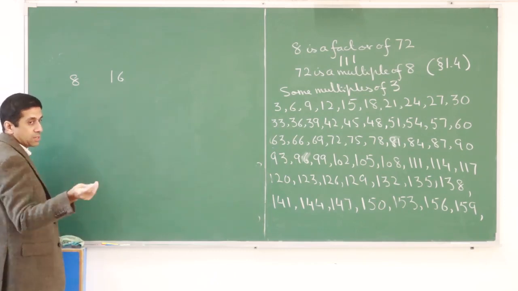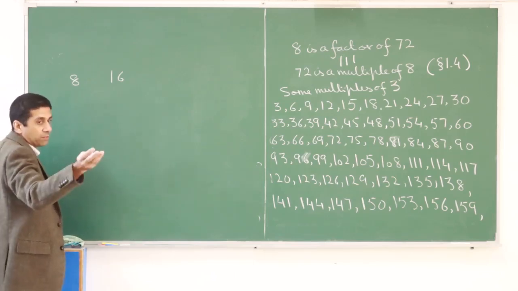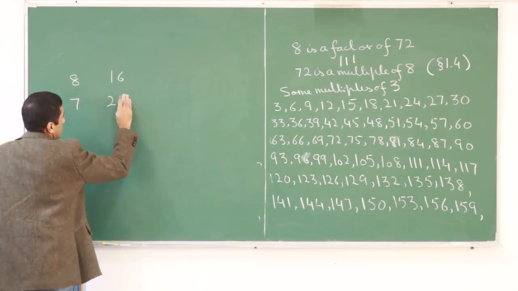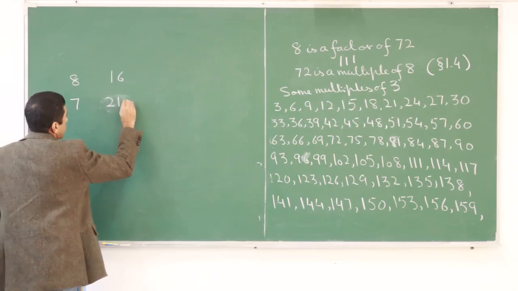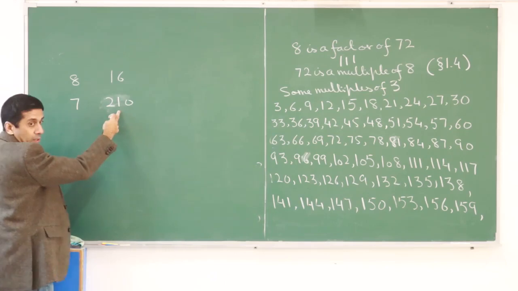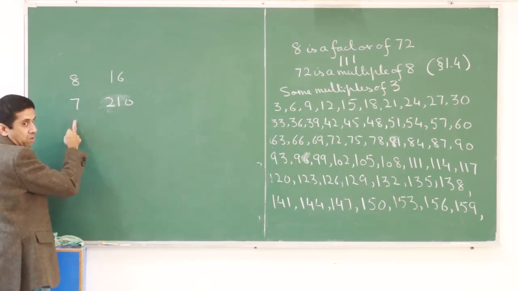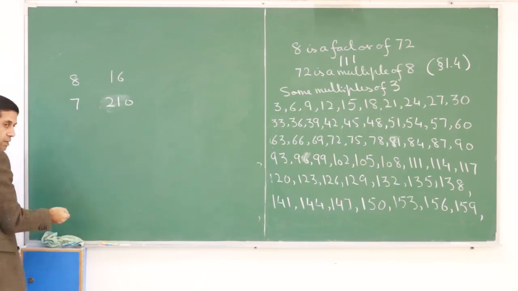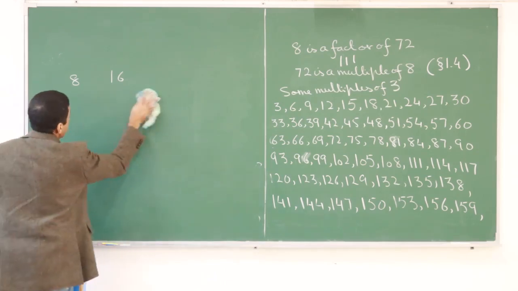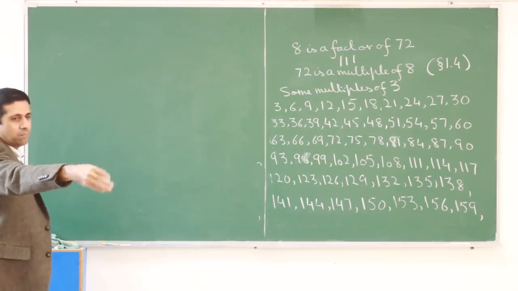Try another number. You want to try 7? Or 6? Which one do you prefer? 7. Let's try 21. Or even a large number like 210. Divisible by 3? By 7? Yes. 2 plus 1, 3. 3 plus 0, 3. Is 3 divisible by 7? No, that doesn't work. What's so special about 3? Is 3 a magical number? Do you see that?